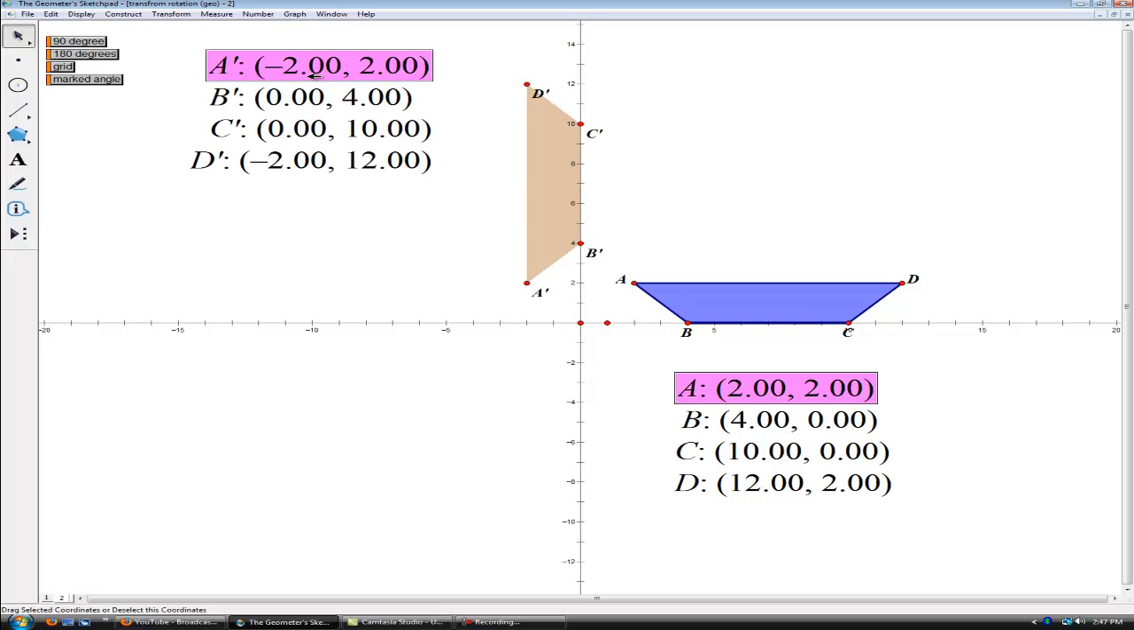Here's where we want to look for patterns. What's happening from A on the pre-image to A prime, which is the corresponding point on the image? Or what's happening when B gets rotated to B prime? And here we can also examine the actual coordinates. Looks like a pattern of changing location for the values. And then there's also, I think, a sign change.